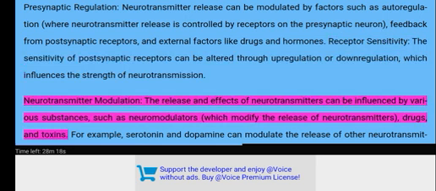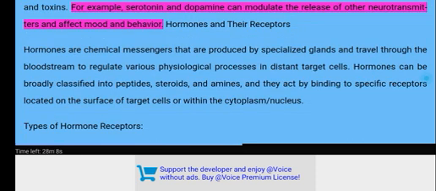Neurotransmitter modulation. The release and effects of neurotransmitters can be influenced by various substances, such as neuromodulators which modify the release of neurotransmitters, drugs, and toxins. For example, serotonin and dopamine can modulate the release of other neurotransmitters and affect mood and behavior.